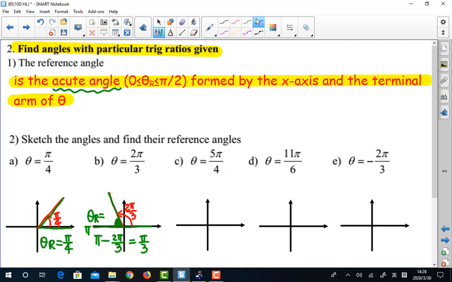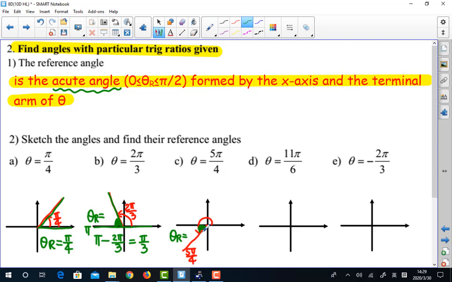Let's look at 5 pi over 4. If I rotate this rotation angle, it terminates in quadrant 3. This is 5 pi over 4. What is its reference angle? Based on its definition, the reference angle should be the acute angle formed by the x-axis and the terminal arm. So this one is the reference angle. A lot of you guys probably can tell the reference angle, which is pi over 4.